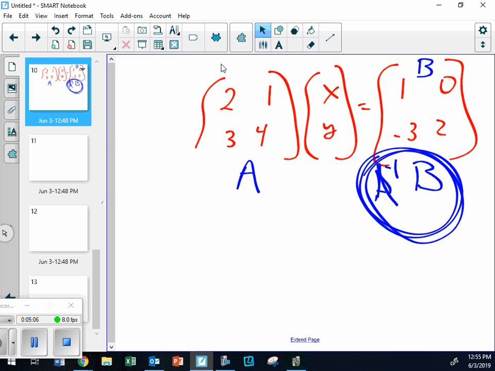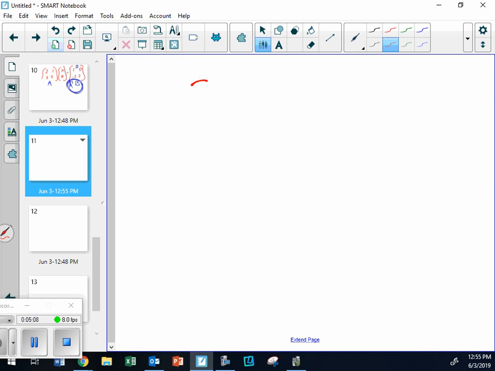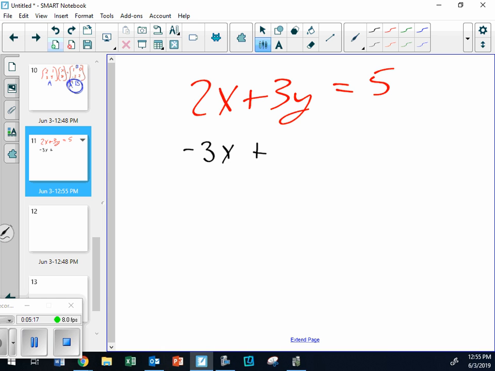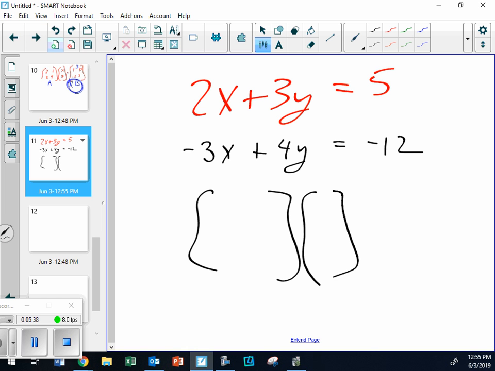You have two equations. 2x plus 3y equals 5. And negative 3x plus 4y equals negative 12. Those are two lines that cross. And this matrix thing we just did could tell you where they cross. This one is going to be a 2 by 2 and a 2 by 1. All right, would you please write the matrix equation?